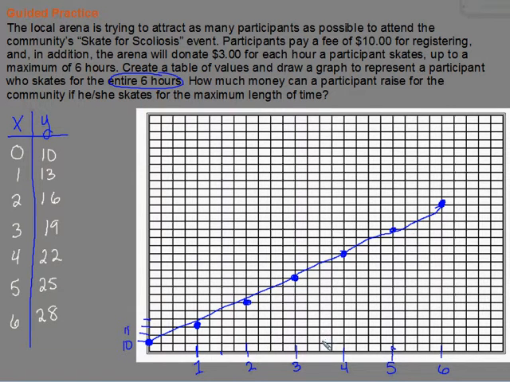Let's say somebody skates for 3.5 hours. Well, then they would have raised, what is that, 19 and 22? They would have raised like $20.50. So we could, if we had our scale over here, or actually these are in even dollars. So let me find it real quick. Oops, right here. So 11, 12, 13, 14, 15, 16, 17, 18, 19, 20. $20. Okay? So we can find all kinds of things like that. Good?